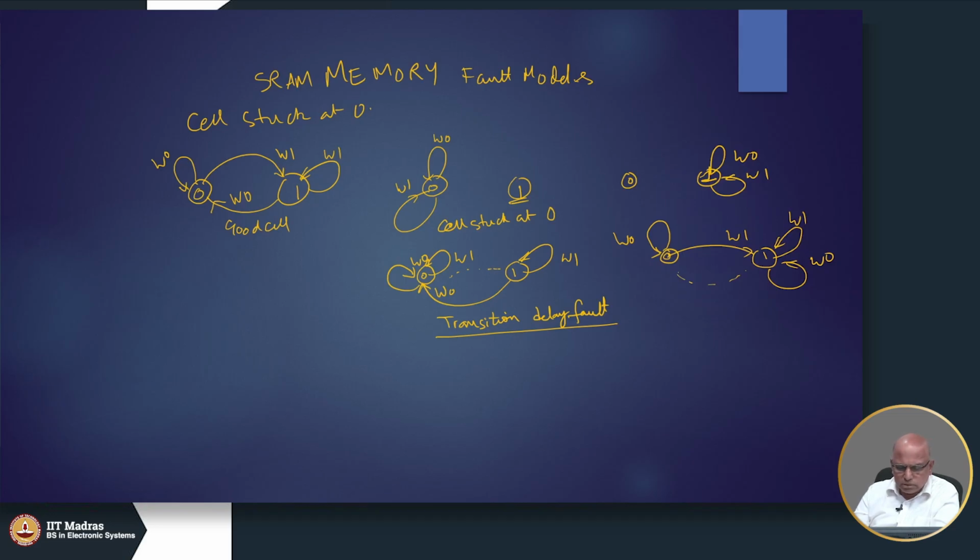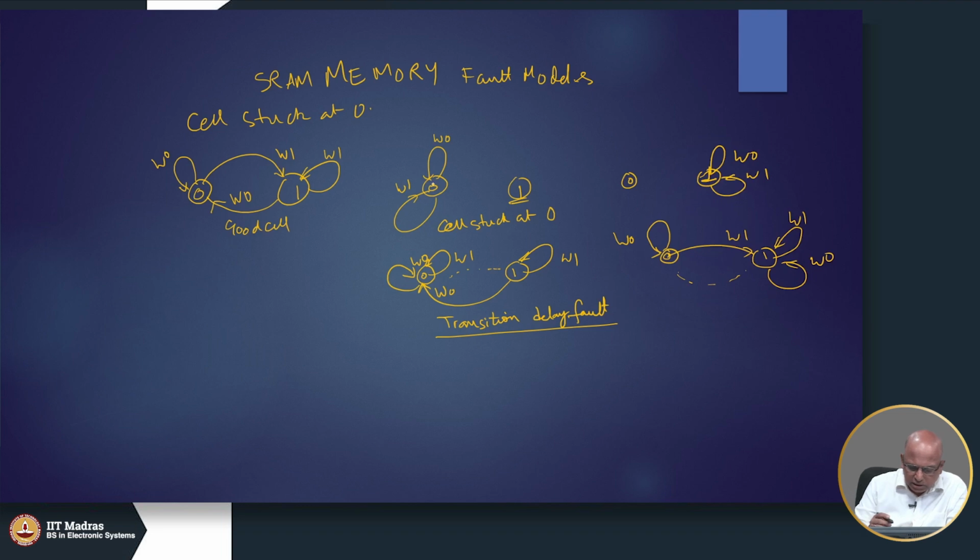So, we have stuck at faults. When we say cell stuck at 0, it is slightly different from a wire stuck at 0. The entire cell stores a 0, but we are not able to make it store a 1. So, there is some problem in that particular cell, some defect. It is difficult to say what the defect is, but the cell behaves as though it is stuck at 0 and it is unable to change state. In the same way, we could have transition delay faults.